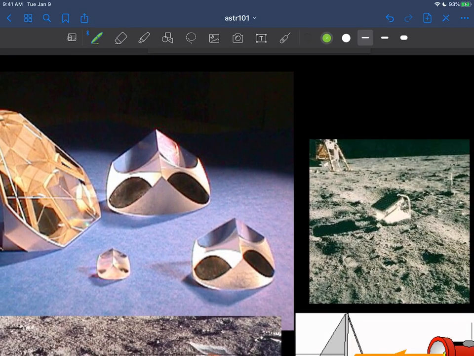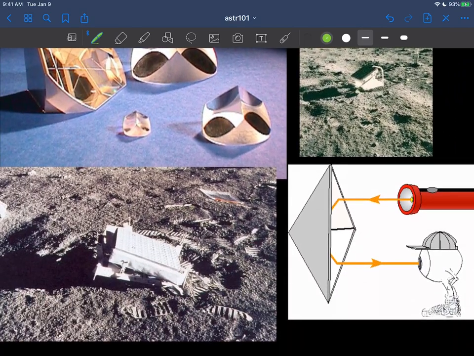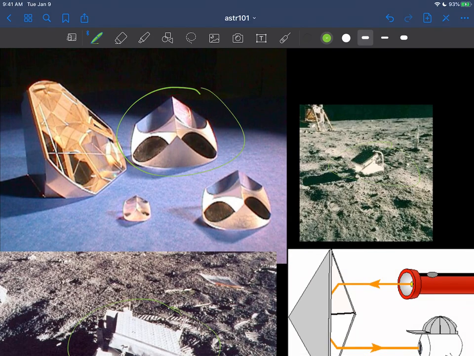Here are the actual retroreflectors. There it is right there on the moon, and there's another sort of farther view of it right here. This is actually what they look like. You can buy them for other things other than just doing astronomy and things like that.